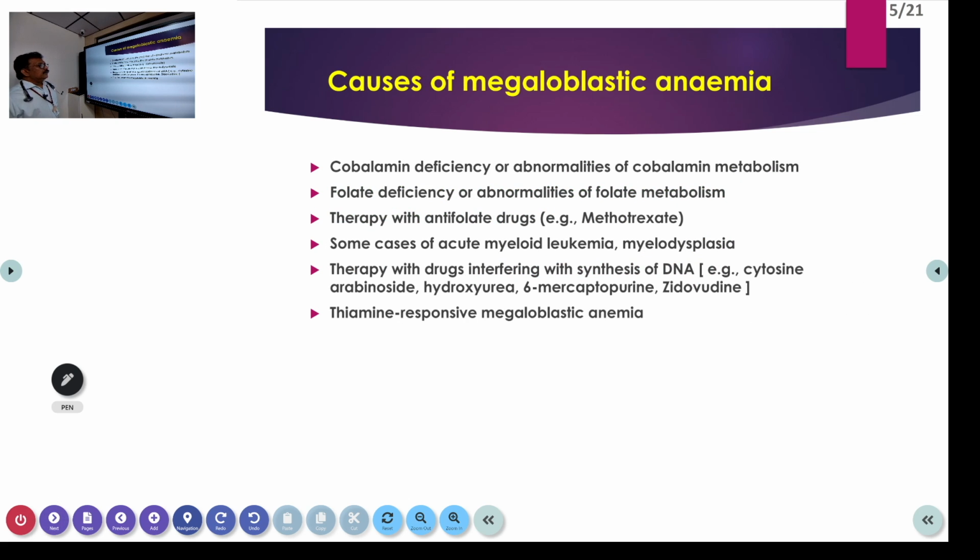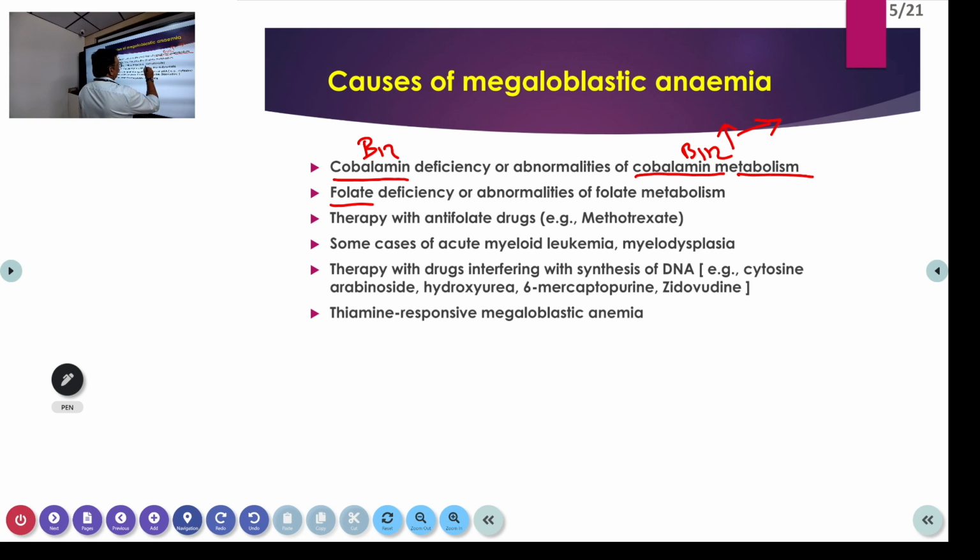Now, causes of megaloblastic anemia. The first and most common cause will be B12 deficiency, cobalamin deficiency, or cobalamin absorption or metabolism abnormalities. So B12 absorption and metabolism defects can produce deficiency and anemia. Next one is folic acid deficiency, or abnormalities in folate metabolism.